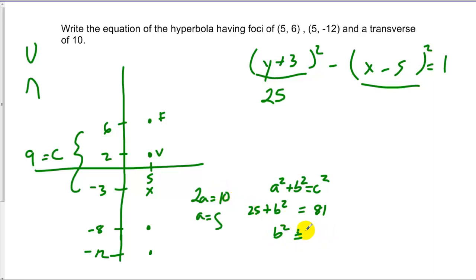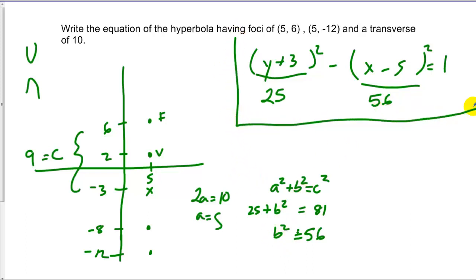Therefore, my B squared term is 56. And I can just put that term right here. And there's my equation. Let's keep moving.